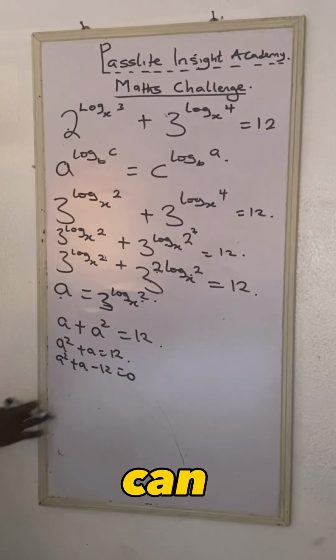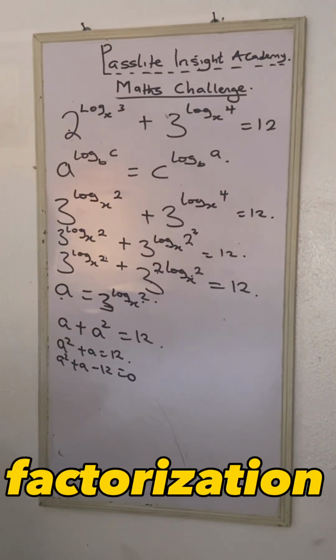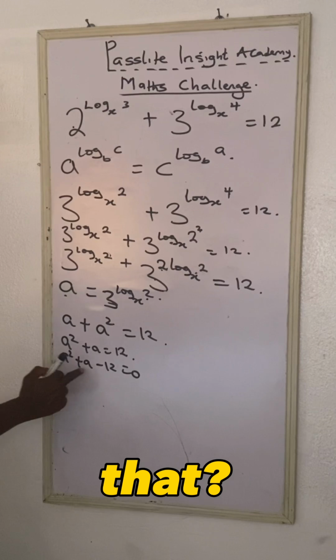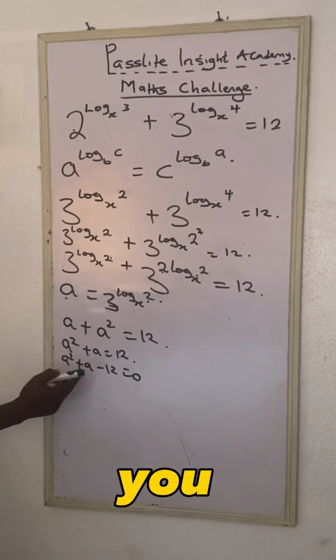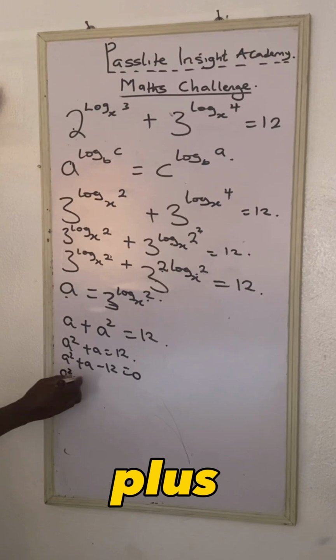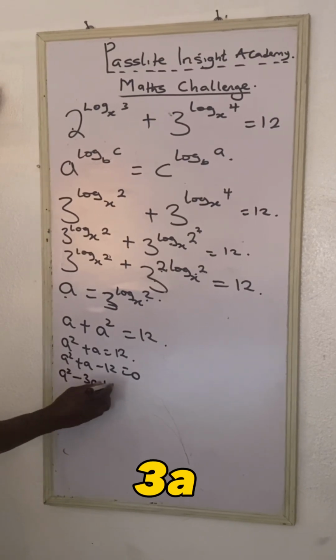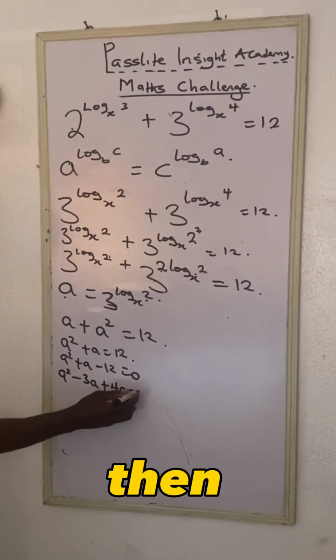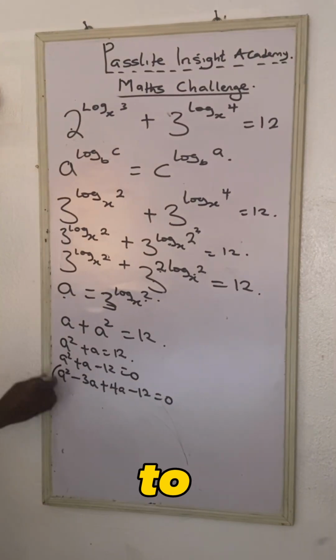So you can solve this by factorization. So how can you solve that? We need two numbers that multiply to give 12, and when you add them, you have plus 1. That is minus 3 plus 4. a square minus 3a plus 4a, then write this minus 12 is equal to 0. So group this, group this.